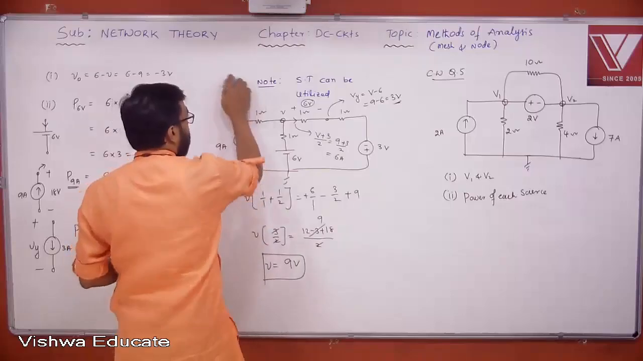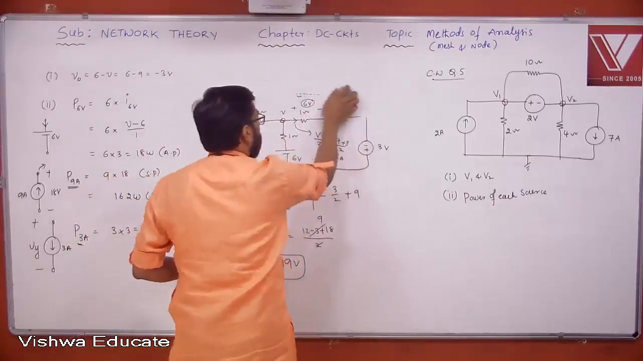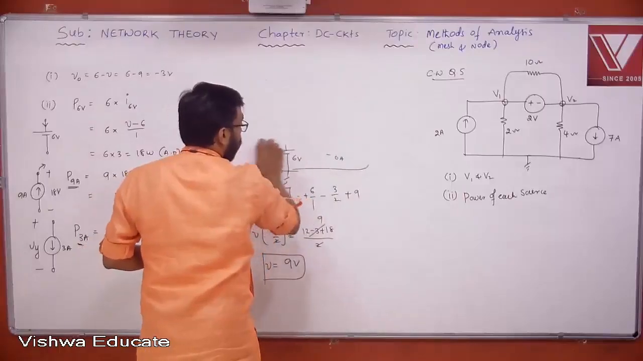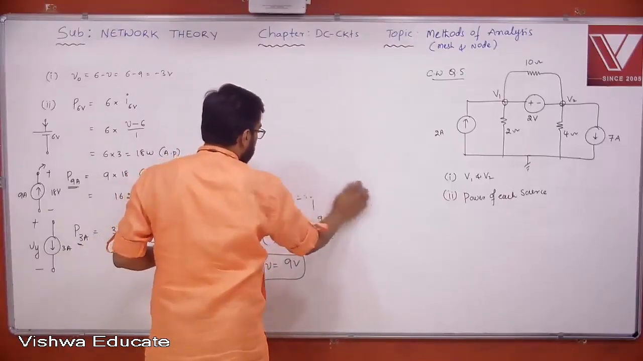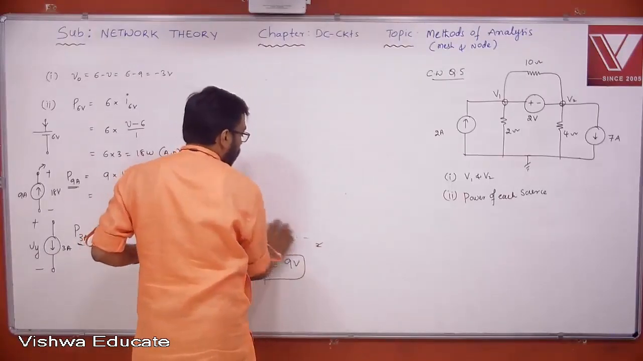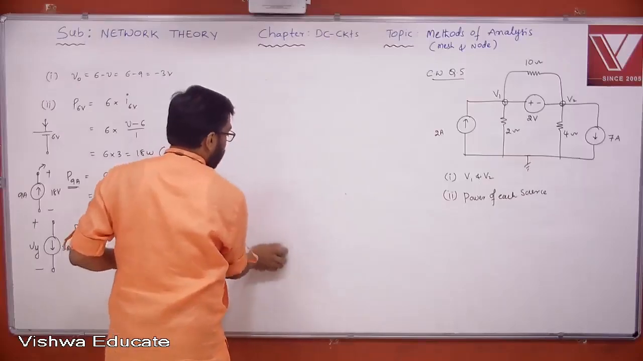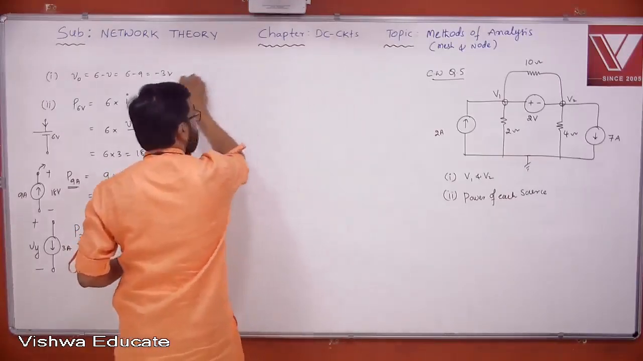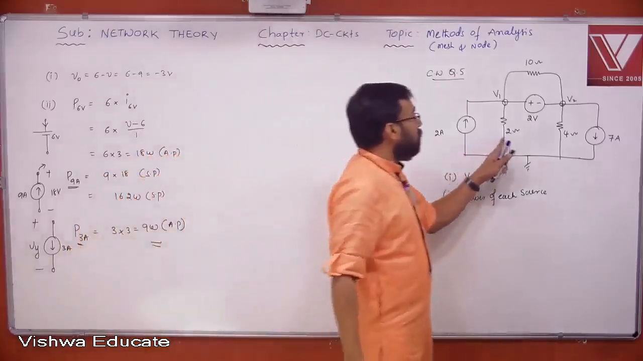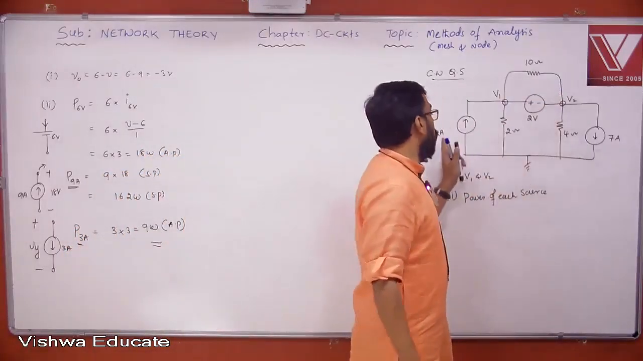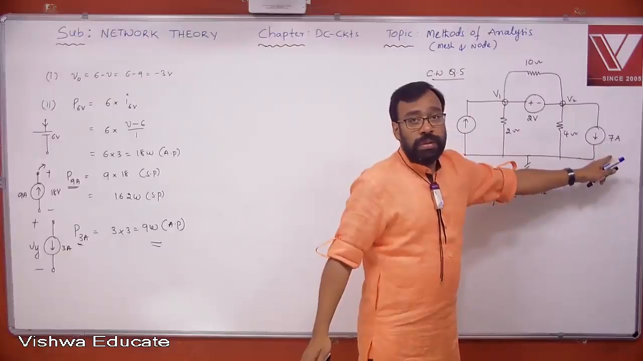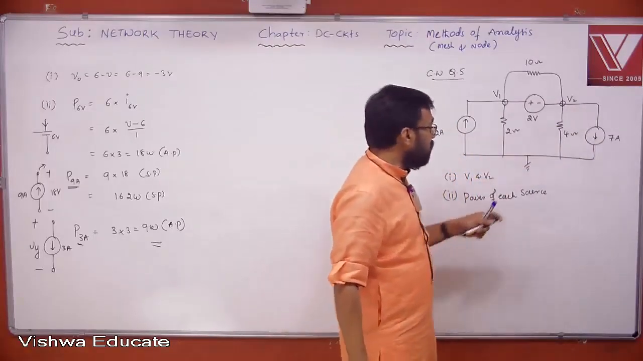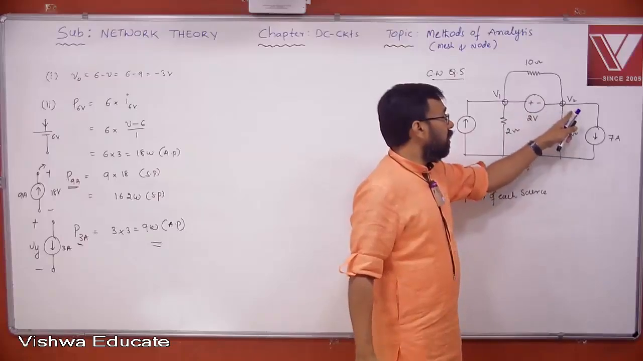Now, looking at the network, you realize you have only two options: one is mesh, the other is node analysis. How many equations do you require using mesh analysis? 1, 2, 3, 4. 4 minus 2, 2 equations. Mesh analysis will give you 2 equations. Node analysis, 1, 2, 3.